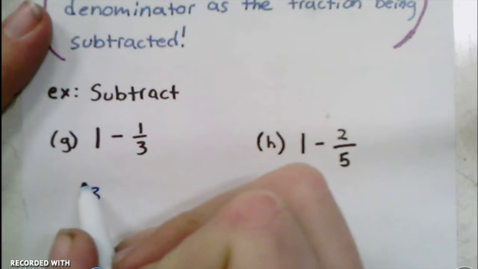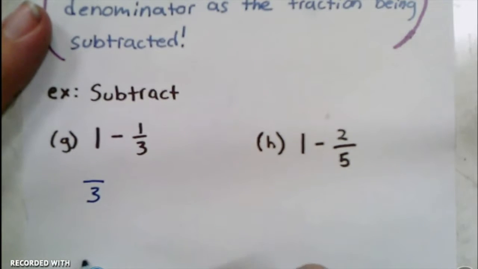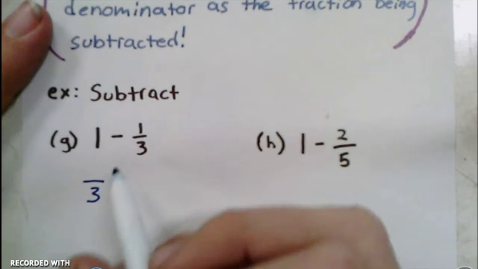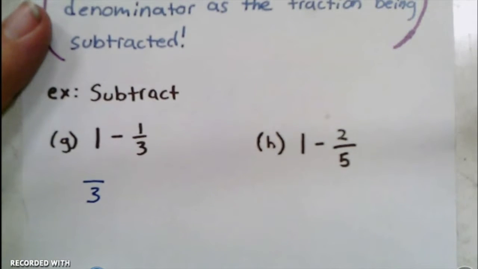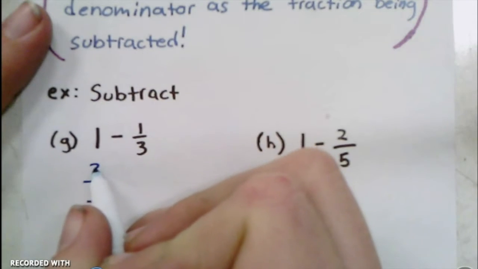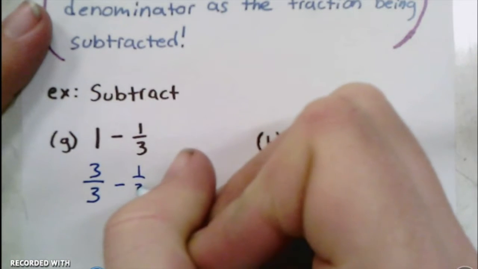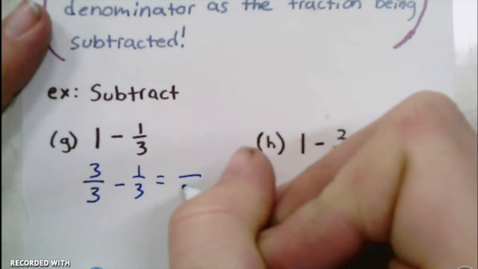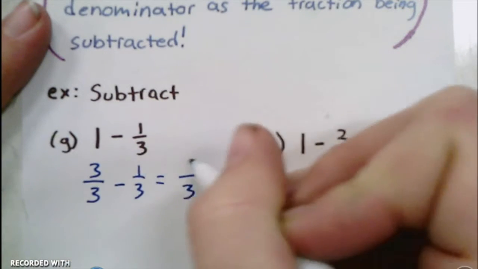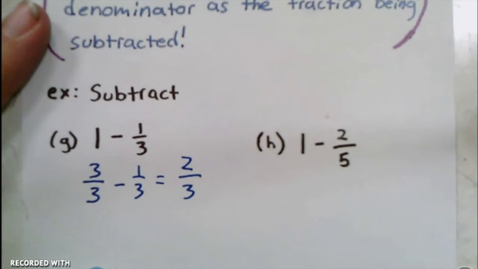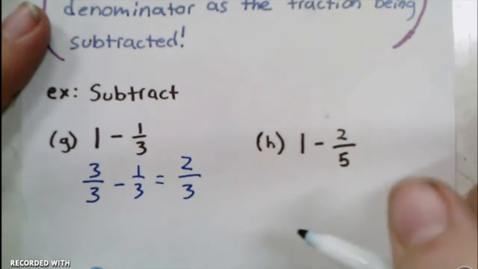So what fraction with a denominator of 3 is going to be easy to subtract 1/3 from? 3 over 3 minus 1/3. Keep the denominator the same. 3 minus 1 is 2. So our final answer is 2/3.